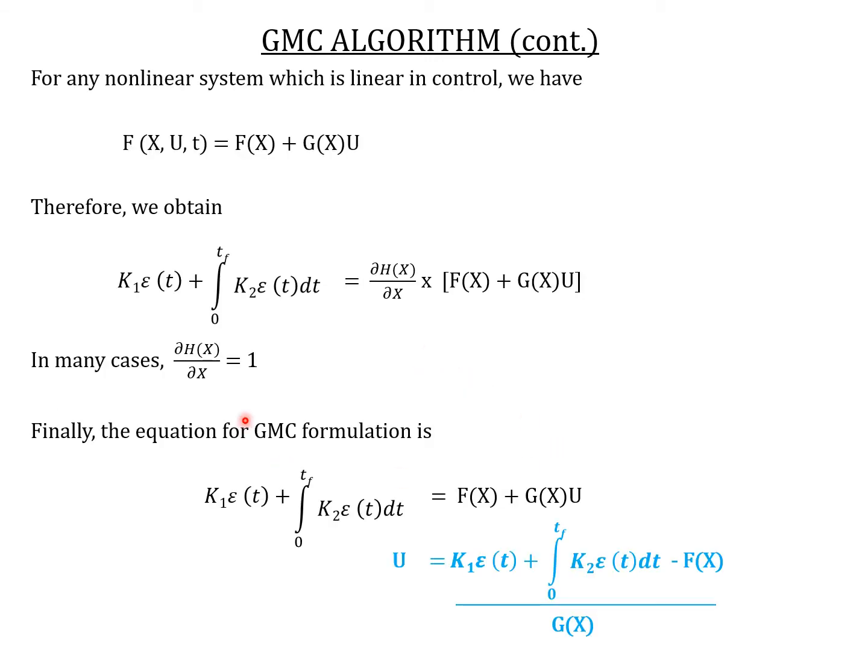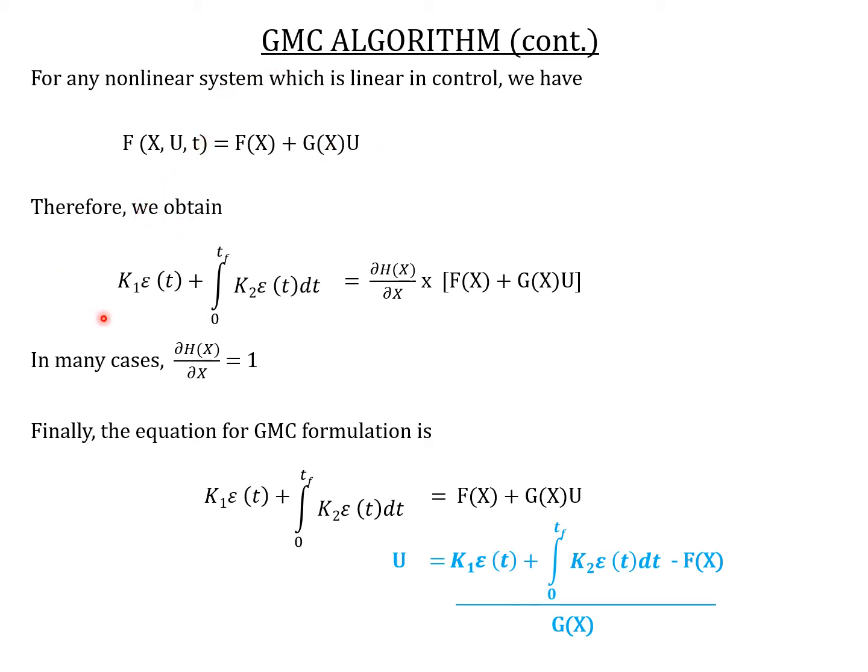If we simplify it slightly for any non-linear system which is linear in control, the u can be formulated in terms of the f(x) and g(x) in this form. So this is where we talk about linear in control. We can formulate u in terms of the other variables, or the functions of other variables.